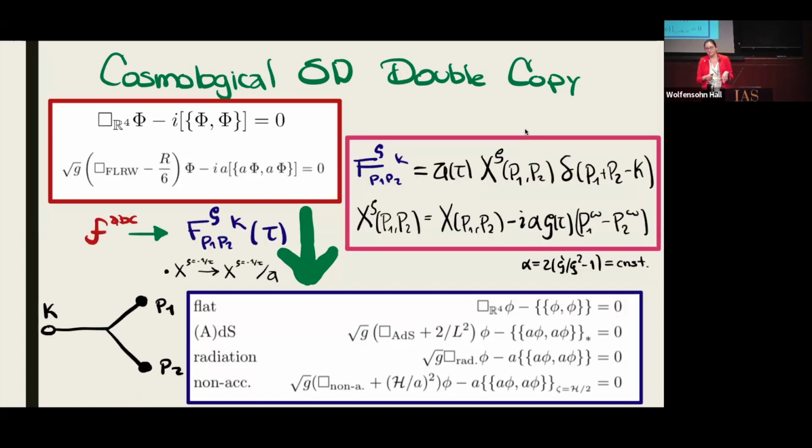You can do the same for 3-point amplitudes. And now what you do is you go from your standard gauge theory structure constants to kinematic structure constants that have a scale factor involved in there, and a deviation from the standard structure constants that also depends on time.